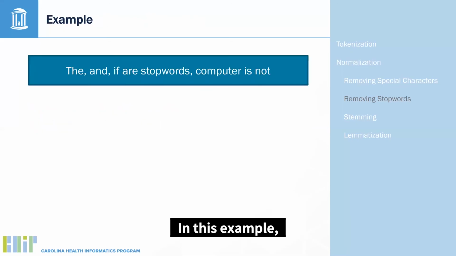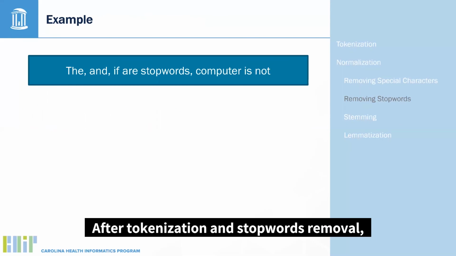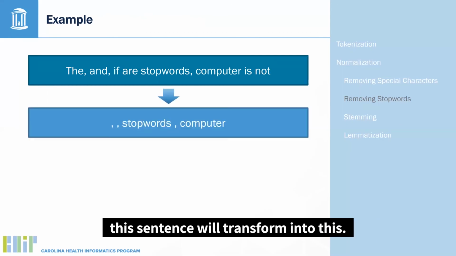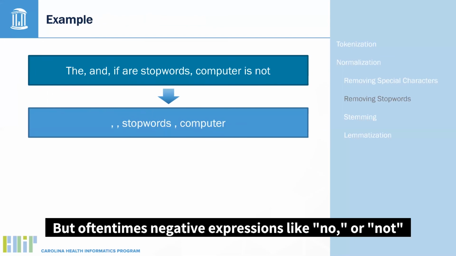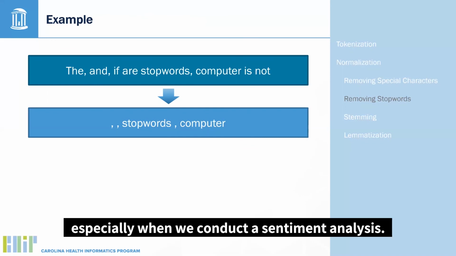In this example, the, and, if, are, is, and not are stopwords. After tokenization and stopwords removal, this sentence will transform into this. But oftentimes, negative expressions like no or not provide us very important information, especially when we conduct a sentiment analysis.